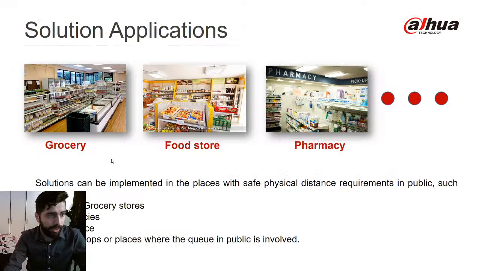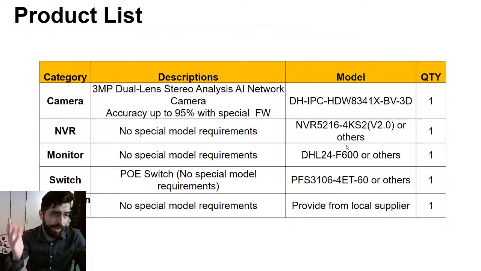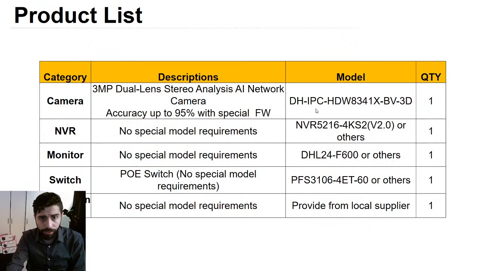For the solution application, we can use it in groceries, food stores, pharmacies, etc. Here is the camera that we suggest, the 3 megapixel dual lens stereo analysis AI network camera, accuracy up to 95% with a special FW. This one, HDW8341X-3D, is the camera that we recommend. For the NVR, no special models are recommended. NVR 5216 version 2 or other for the monitor, and you can use the switches. You can also use red and green lights, linked to the camera.